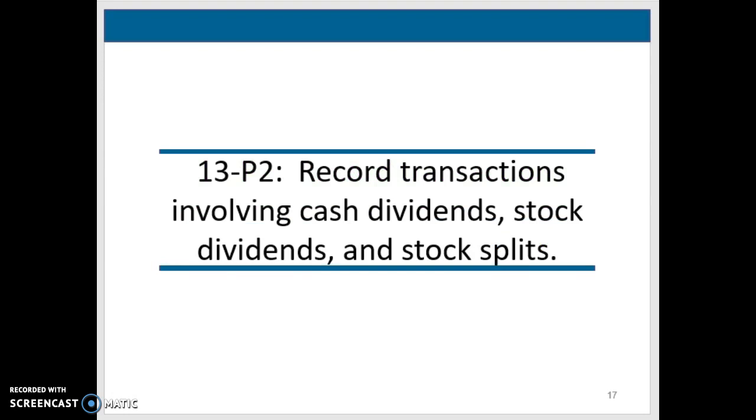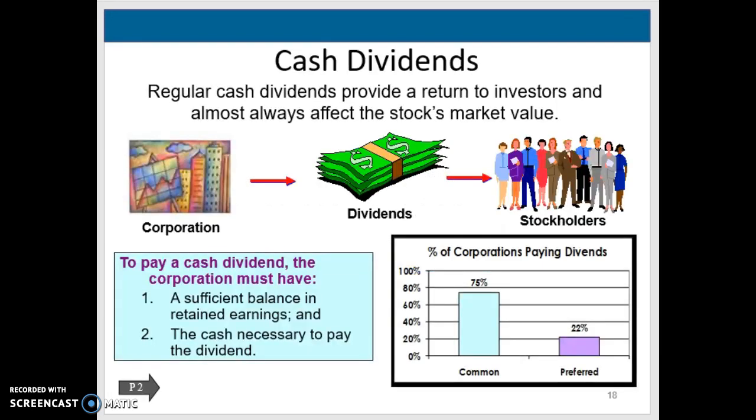All right, the next section goes into looking at how to record cash dividends, stock dividends, and cash and stock splits. All right, so the thing that we see most commonly is a cash dividend. That's basically where the corporation is paying out cash to their stockholders. This payment of dividends definitely can affect the value of the stock out there in the market. If a company tends to pay higher dividends, then that stock is going to be worth more because the investors are going to get their money back in the form of dividends.